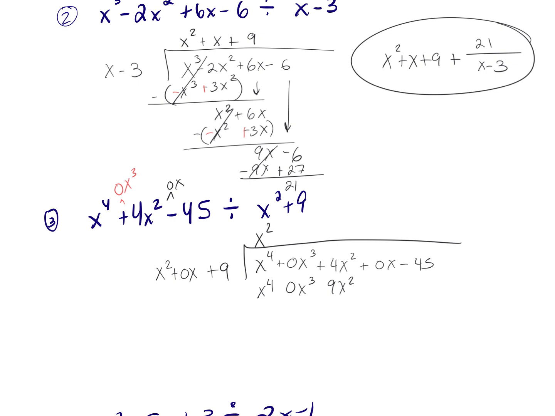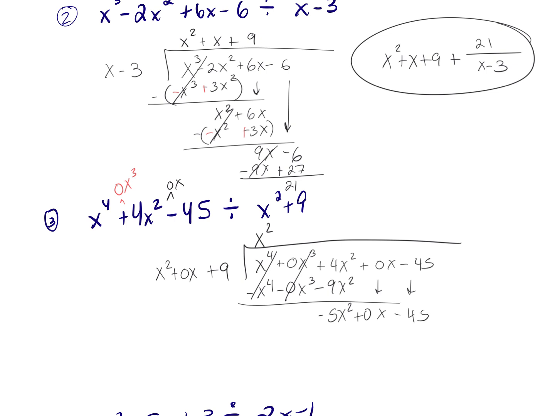Remember, we're subtracting. So all of these become negatives. These cancel. 0x cubed cancels. So I'm not gonna combine anything because they're all zeros. And then we have 4 and negative 9x. That's going to give us negative 9x squared. I can bring down the 0x. And I'm also going to bring down the 45.